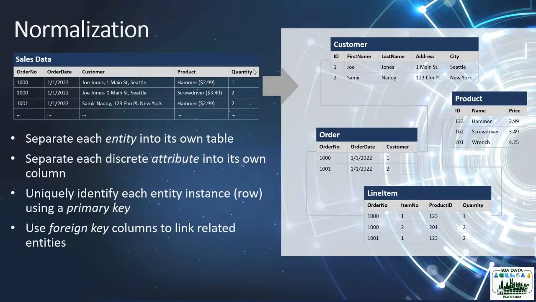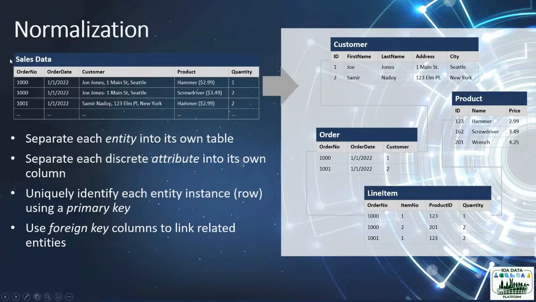So when you separate each entity into its own table, you are trying to normalize the table. When you are having a flat table, we call it a flat table. So now you think, what if I want to make this a relational table? So you separate each discrete attribute into its own column. Uniquely identify each entity instance using a primary key. Don't forget that.